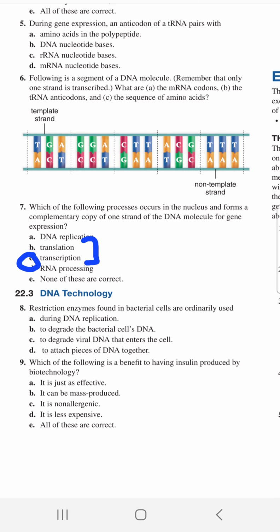Question number 8. Restriction enzymes found in bacterial cells are ordinarily used to: during DNA replication to degrade the bacterial cell DNA, to degrade viral DNA that enters the cell, to attach pieces of DNA together. So actually in nature, restriction enzymes are found within bacteria, and they're used as a defense mechanism against viruses to basically cut their DNA.